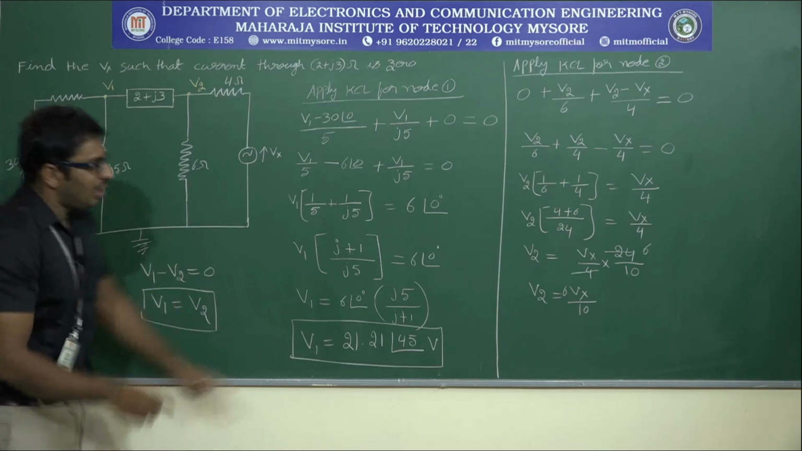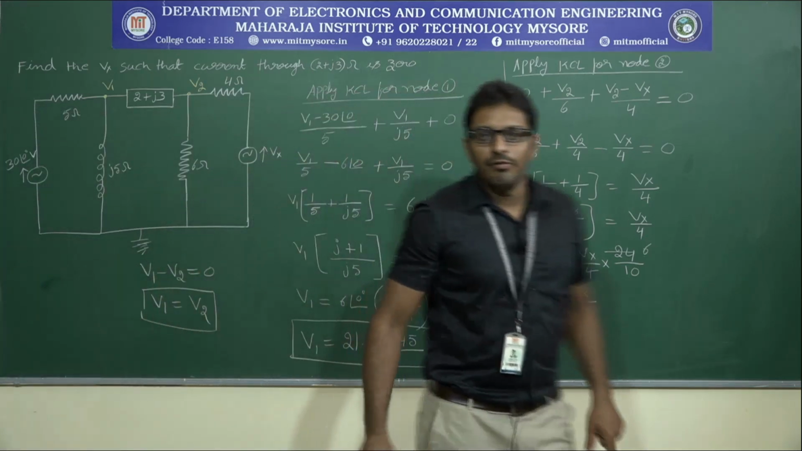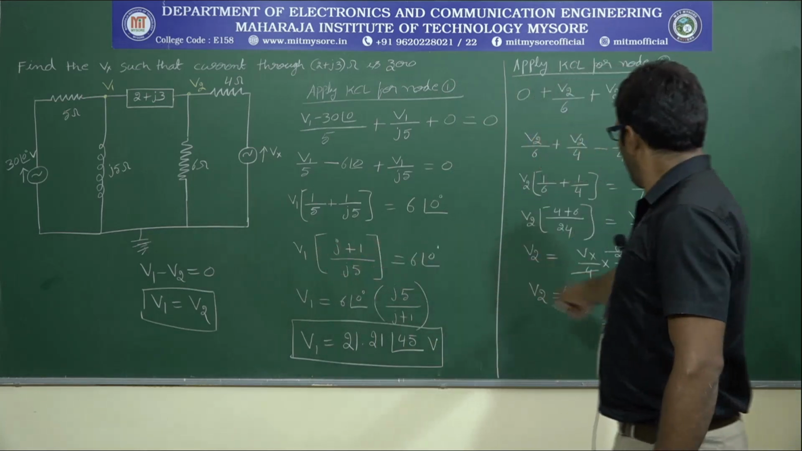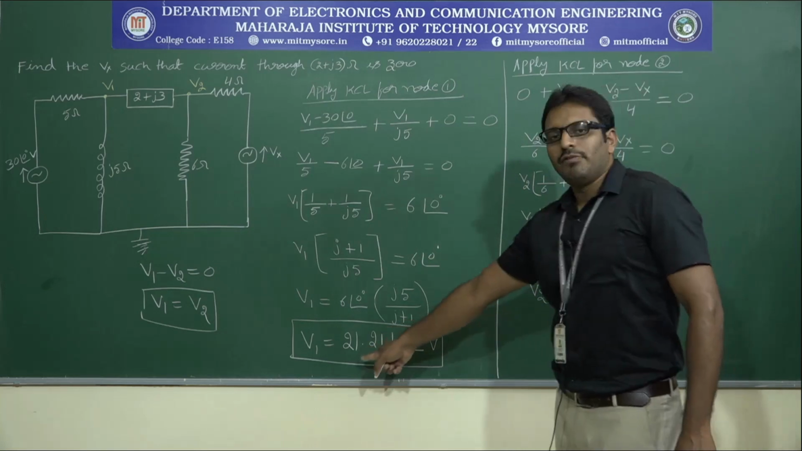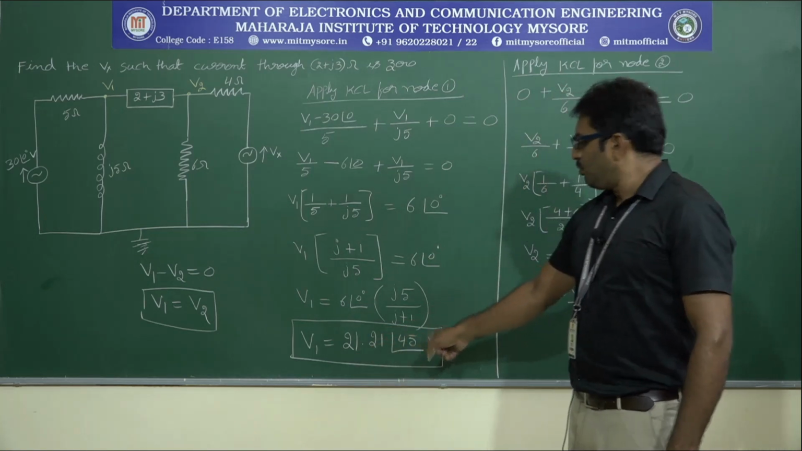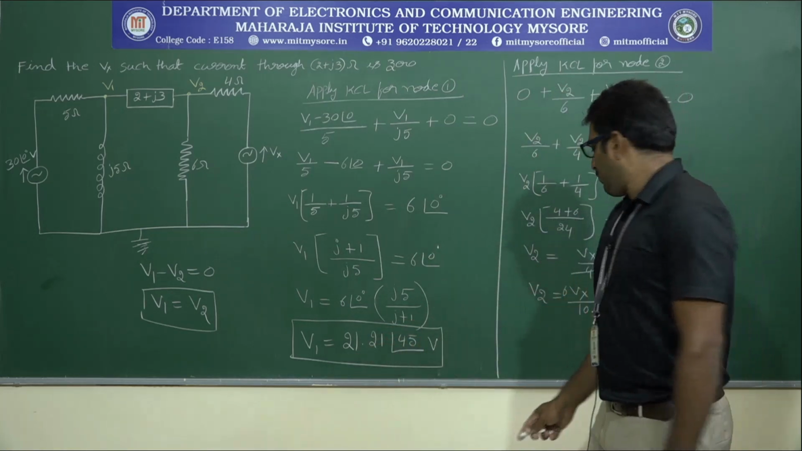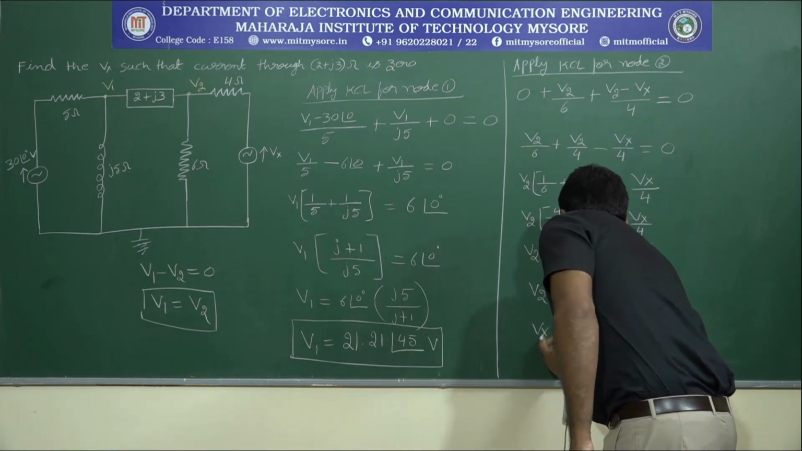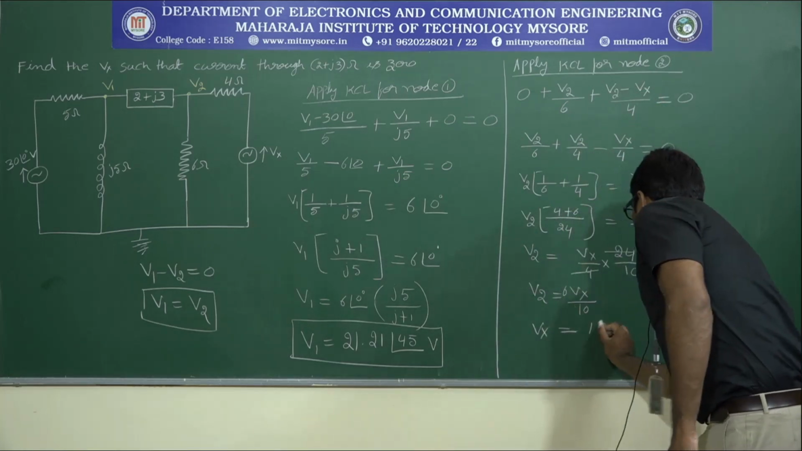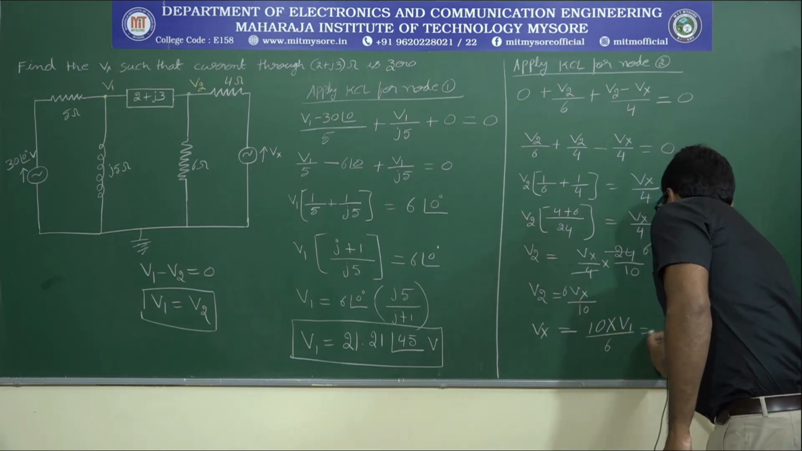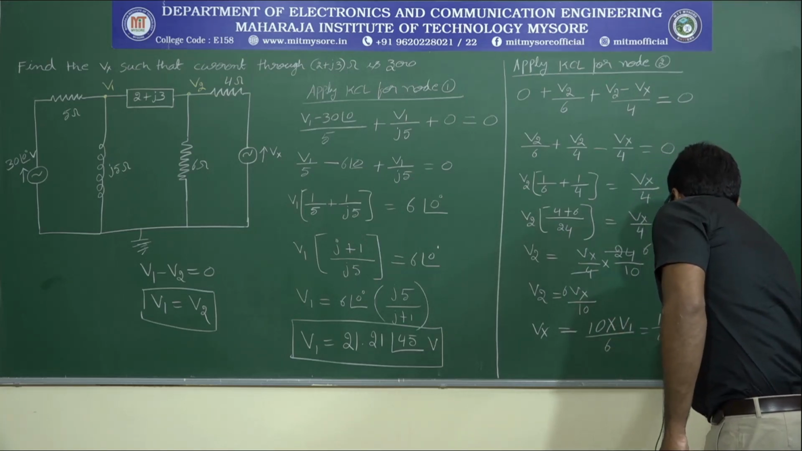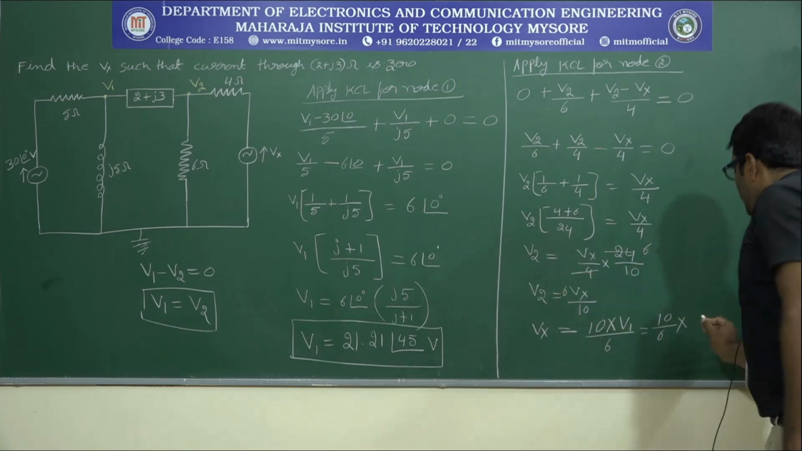Therefore, in place of V2, we can write V1. Already we know what V1 is. How much? 21.21 at an angle 45. Therefore, Vx is equal to 10 into V1 divided by 6. Therefore, 10 by 6 into, what is V1?